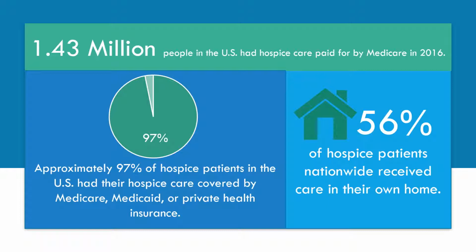Now, let's look at this chart that shows nationwide hospice statistics. 1.43 million people in the U.S. had hospice care paid for by Medicare in 2016. Approximately 97% of hospice patients in the U.S. had their hospice care covered by Medicare, Medicaid, or private health insurance. 56% of hospice patients nationwide received care in their own home.